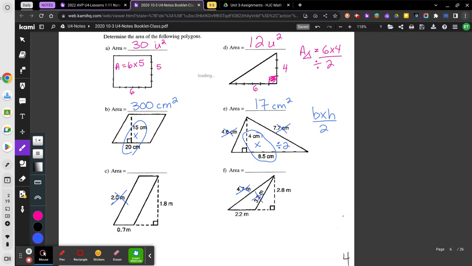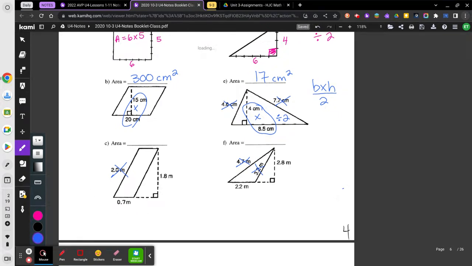Letter C and F. So C and F, again, we crossed off the diagonal lines. We use base times height. It's not a triangle, so we don't divide by 2. We just take base times height. So 0.7 times 1.8, that's going to give us 1.26 meters squared.